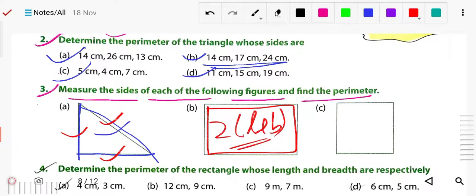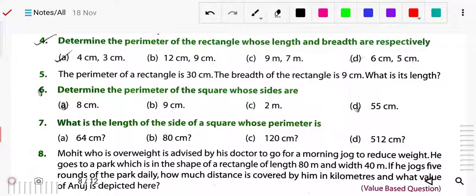So this is the square. So what is the formula? 4 into side. First of all you have to measure by the help of scale, because its dimension is not given. What is the length of this side, it is not given. So by the help of scale you have to measure and do it.